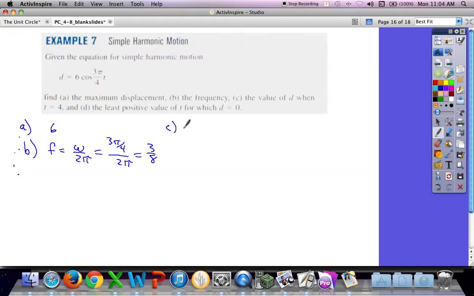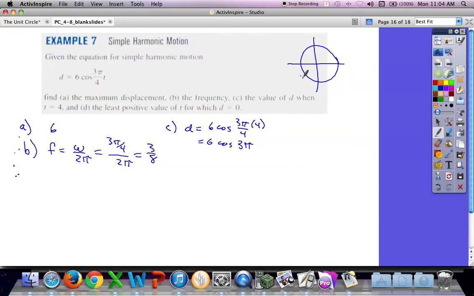C. d equals 6 cosine of 3 pi over 4 times 4. So that's 6 times the cosine, the 4's cancel, of 3 pi. What is the cosine of 3 pi? You shouldn't need a calculator to do that. Look at the unit circle.